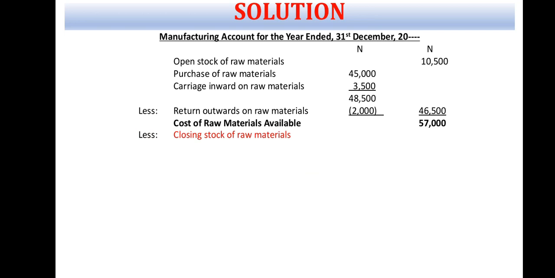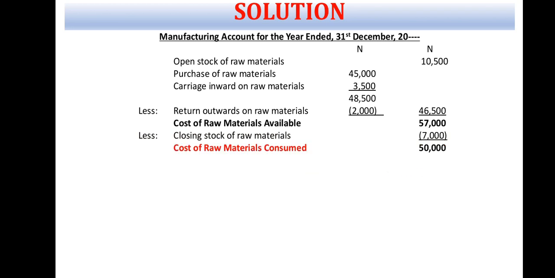If we subtract 7,000 naira from 57,000 naira, that is going to give us 50,000 naira after we remove the closing stock from the materials available. So the balance we are going to have is what we call cost of raw materials consumed or cost of raw materials used.